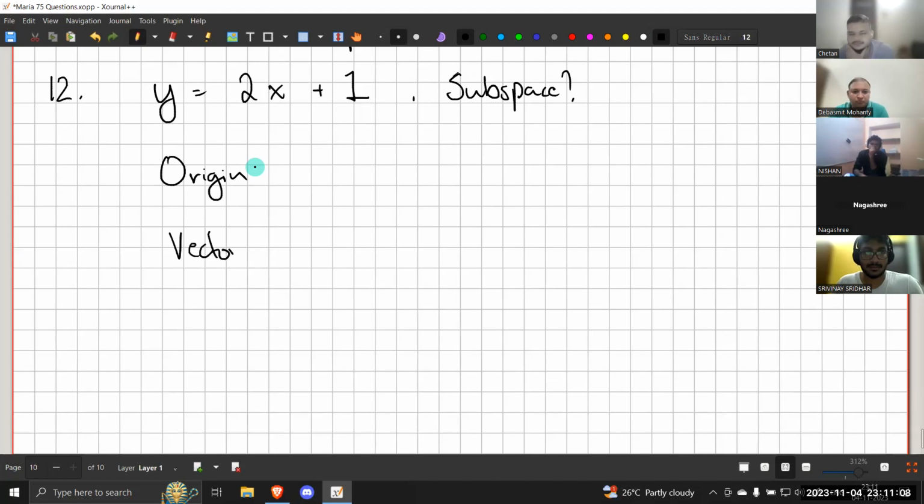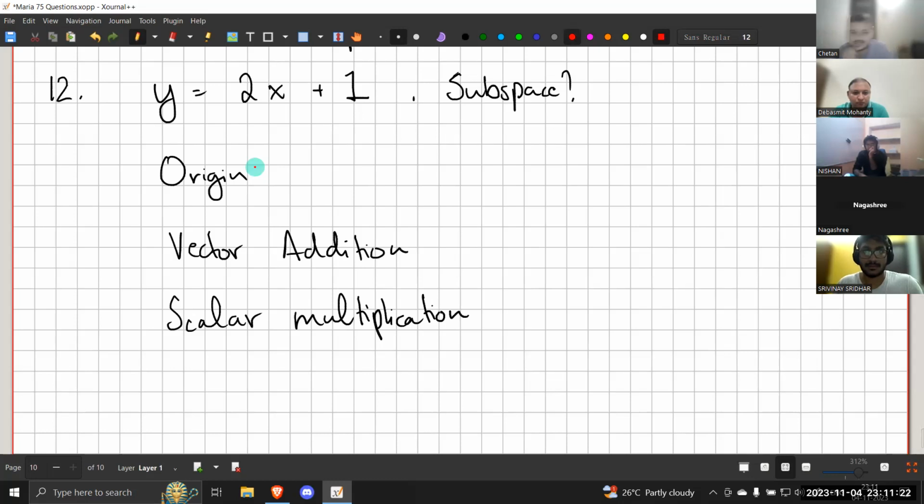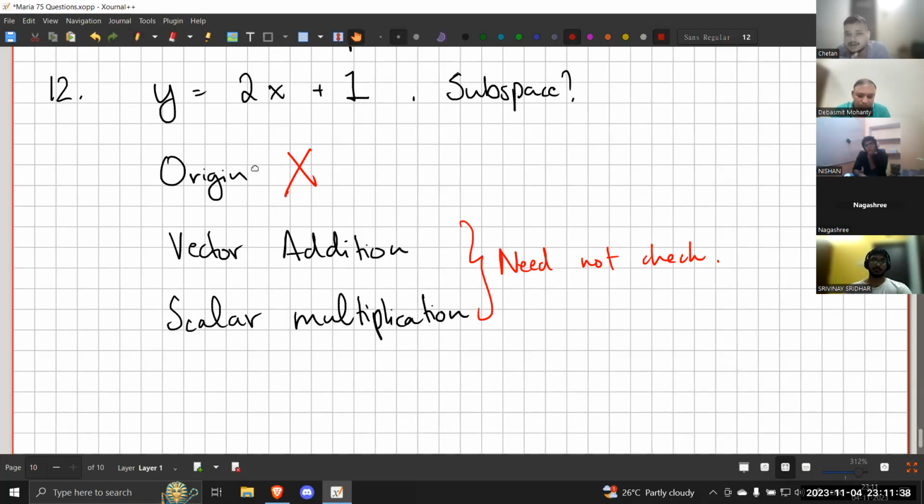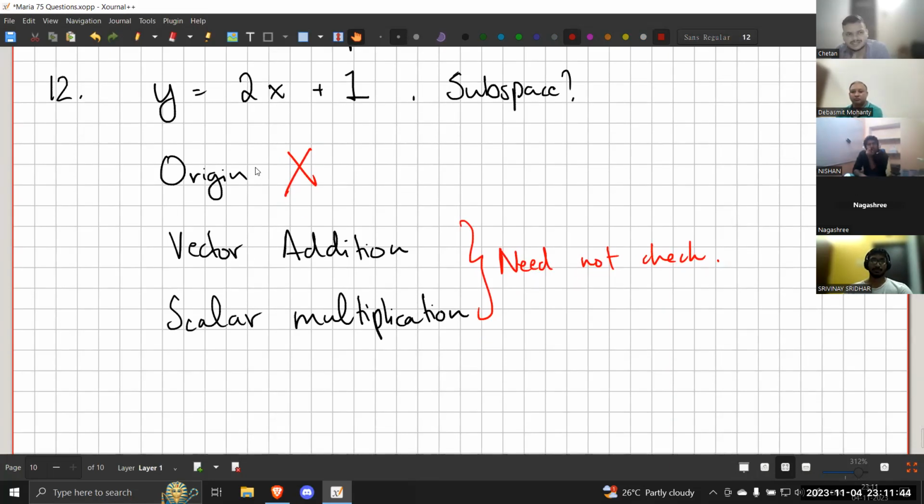It does not contain the origin. It does not pass through it. Oh, that's for the very first condition, okay. Ravi says origin is not satisfied, right? That's what Devasmith was also saying, no origin due to the constant. Yeah, correct. It does not even satisfy the first condition, origin. We don't even need to check vector addition and scalar multiplication, and even if you do that, you won't satisfy those conditions. So we can safely say this is not a subspace of R2.